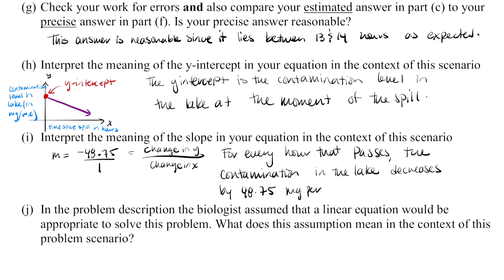milligrams per milliliter. And notice I didn't put a negative sign here. I said decreases. And this word decreases takes care of our negative sign. This tells me it's going down by 48.75. If I had written increases, then this would be telling me it's going up by 48.75, but I could have written increases by negative 48.75, which then implies it's going down, but then it just sounds confusing. And this is easier to understand if you say the contamination is decreasing by this amount.